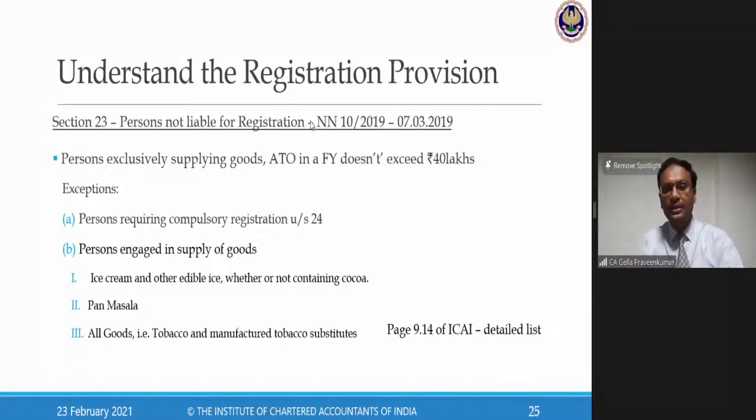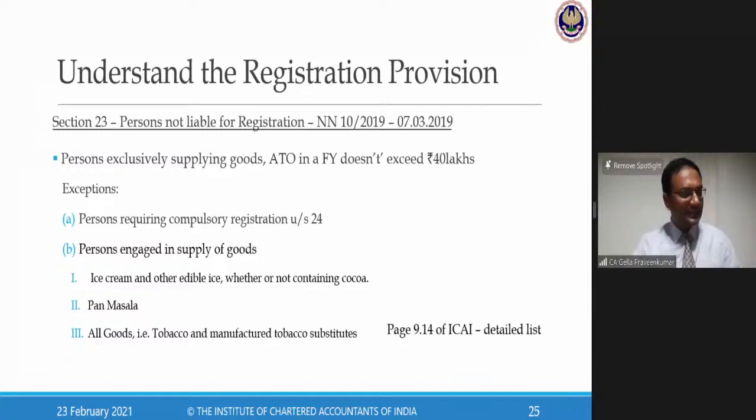Yashodhara, there is one question. What is the logic in giving exceptions to these goods? Yeah, fantastic question. Yashodhara from Bangalore has asked this question. She says, why is there an exception given to ice cream, pan masala and tobacco?